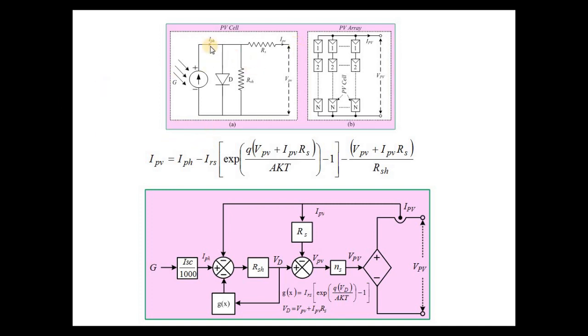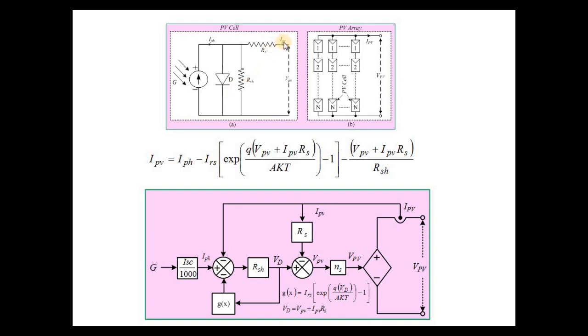So see, this output IPV equals IPH minus the current flowing through this diode. This term is the current flowing through the diode. So IPH minus the current flowing through the diode, minus the current flowing through RSH, the shunt resistance. It is the IPV.